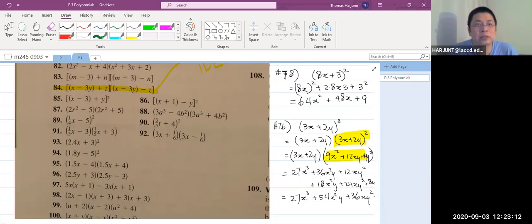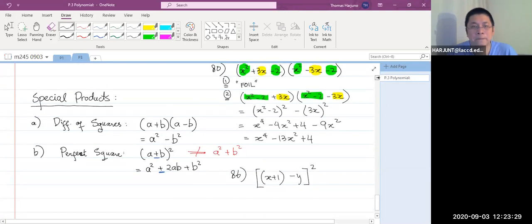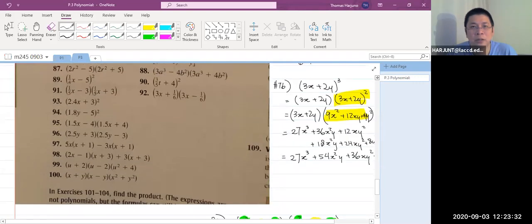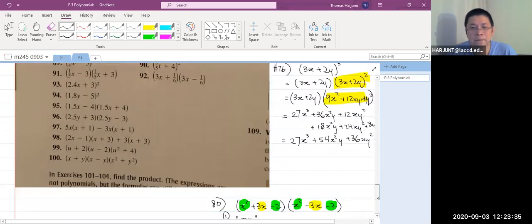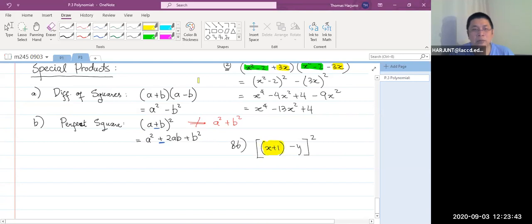Number 86, (x plus 1) minus y, squared. Consider the question. So you see this as the blah, and this is the blah. So blah minus blah, squared. You see that in that pattern.